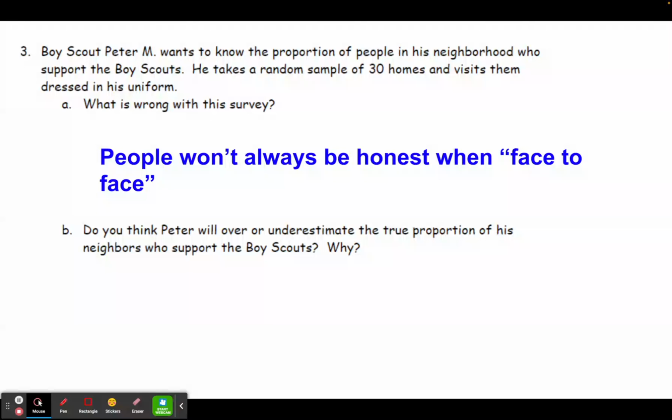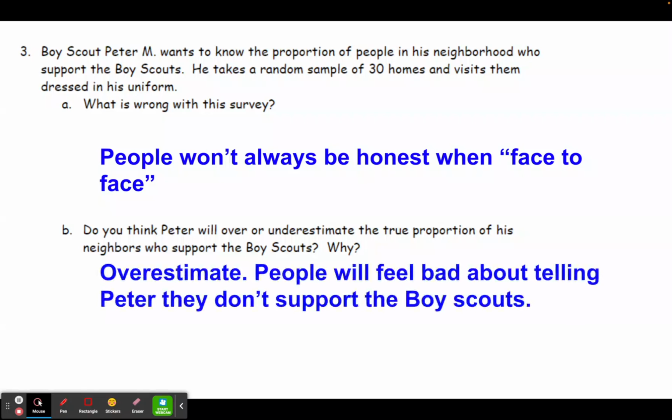It's a lot harder to be mean to people face to face than it is through an anonymous survey. So this will probably again lead to an overestimate, because people are going to feel bad about telling Peter they don't support the Boy Scouts. So they might say they do when they really don't. In statistics, we refer to this as response bias.